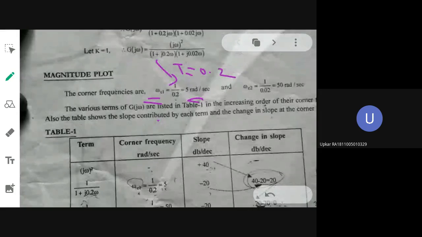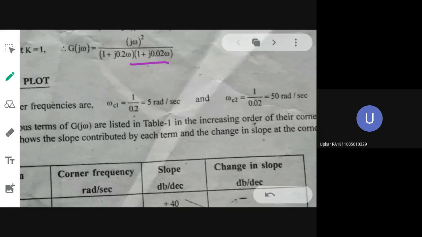Next, what about the next factor that you are having? The next factor is also a first order factor where T is now equivalent to 0.02, for which what is the corner frequency that they have found out? 50 radians per second. So you have found out the corner frequencies.